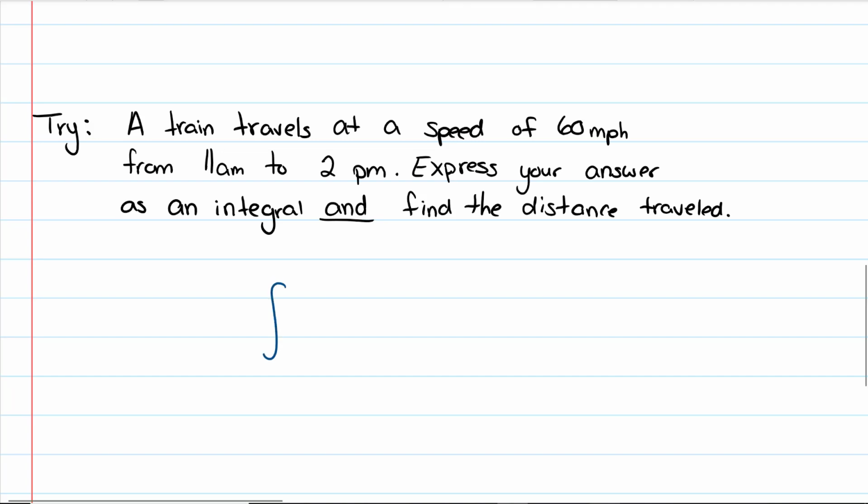So we have the integral from a to b, which was 11 a.m. Now we go to 2 p.m. Now you can't actually write a 2 because you want to have it increase by 3 hours. So 3 hours past 11 is 14. The reason we don't do 2 is because if you did 2 minus 11, you don't get 3. 14 minus 11 is 3.